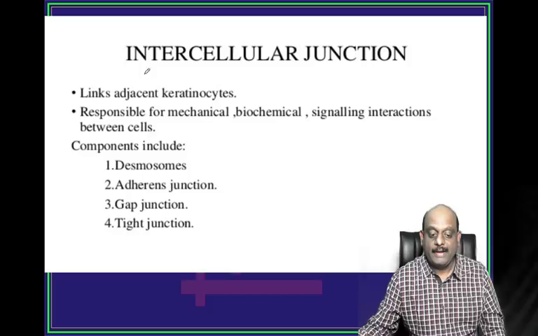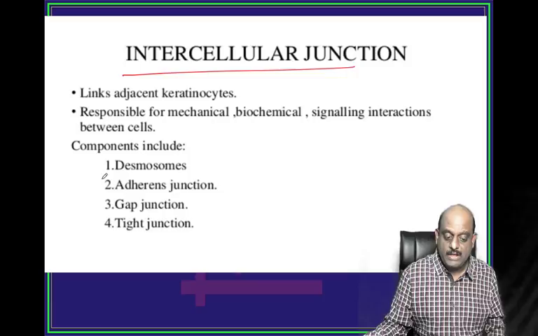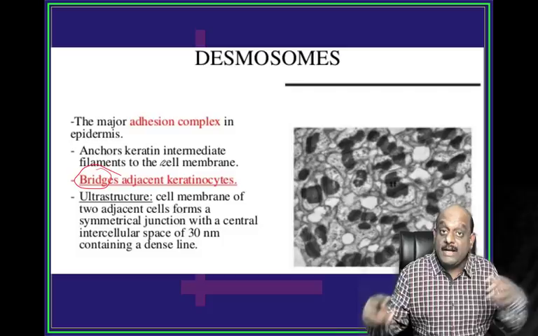Now doctor, we will discuss two to three points about intercellular junctions before we go to the next question. What are the various intercellular junctions that you find in the skin? Desmosomes, adherens junction, gap junction, tight junction. One or two points about each of them. Desmosomes, they bridge the adjacent keratinocytes. That is a point you need to remember about desmosomes.